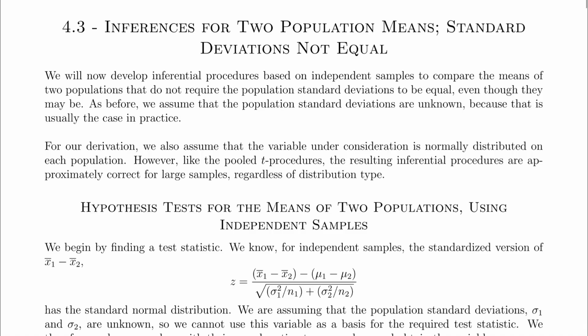Good morning, everybody. We are moving on to 4.3, where we're talking about the inferences for two population means, where we assume that the standard deviations are not equal. As opposed to what we did yesterday, where we assumed that they were approximately equal, today we're looking at where they are definitively not equal to one another.